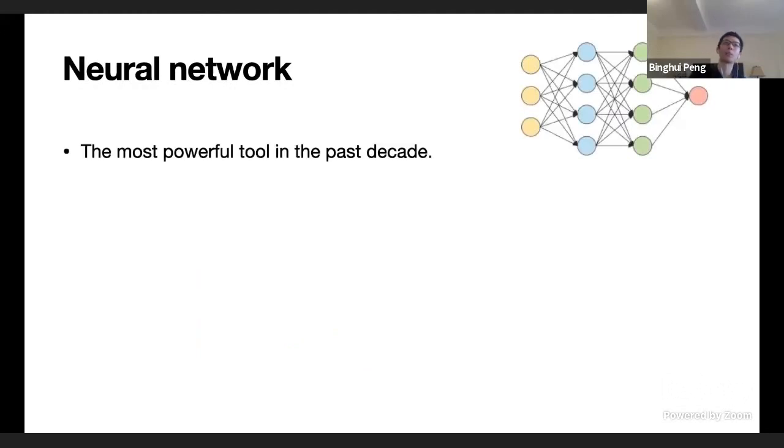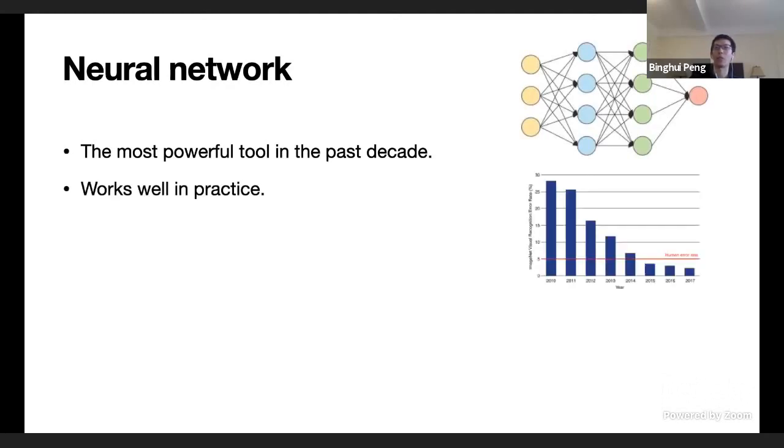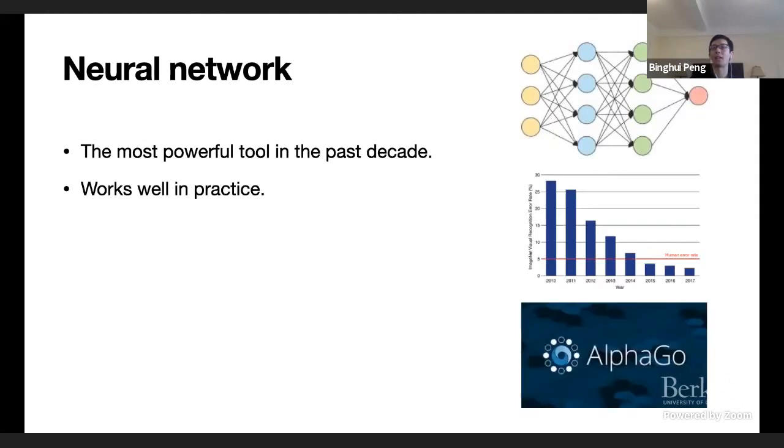I'll start by talking a little bit about neural nets. Neural nets are the most powerful tool of the past decade, and they work very well in practice. I will give two examples. The first example is image recognition on ImageNet. The performance of neural nets keeps increasing, and it finally beat the human level in 2015. The second example is AlphaGo, which beat the top human Go player in 2017. While deep learning works very well in practice, we still lack an understanding of it in theory.